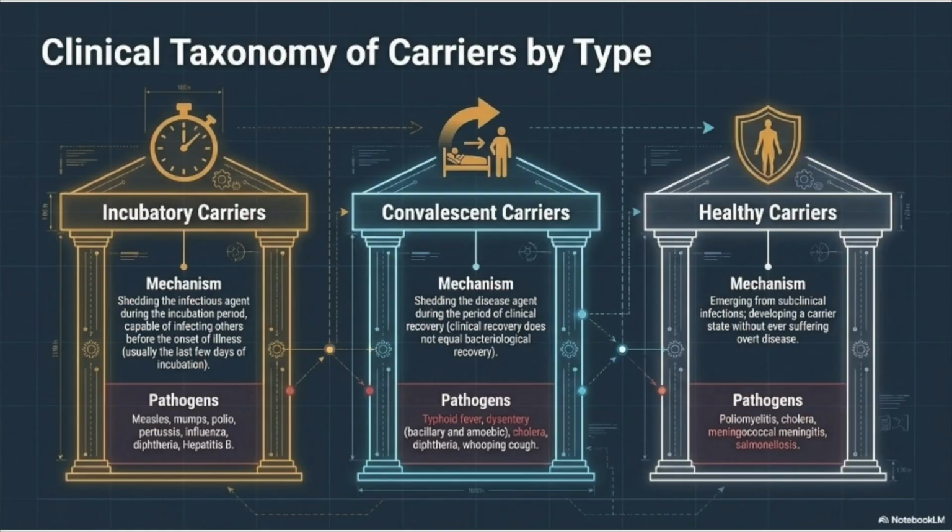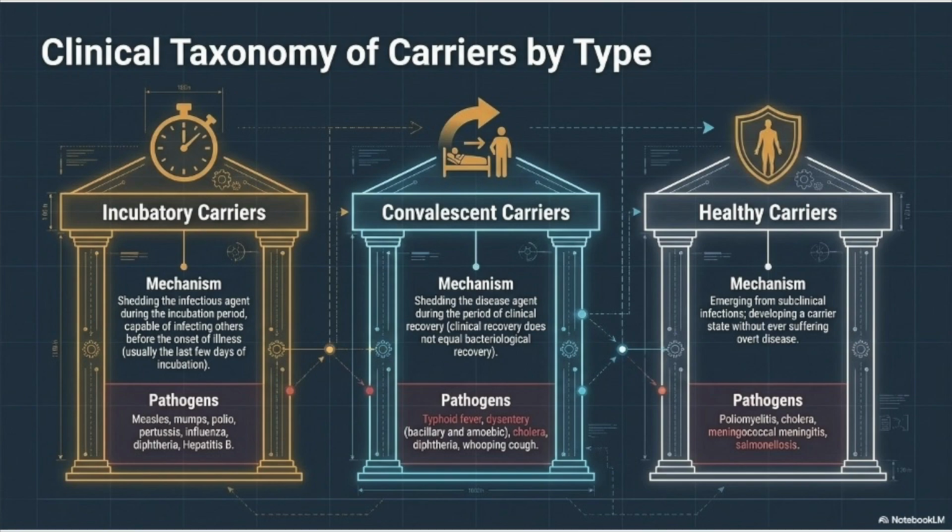Carriers are classified into incubatory carriers, convalescent carriers, healthy carriers, and chronic carriers. Incubatory carriers shed the infectious agent during the incubation period before symptoms develop. Diseases such as measles, influenza, pertussis, poliomyelitis, diphtheria, and hepatitis B may spread in this manner. Convalescent carriers continue to shed organisms during recovery even after clinical symptoms disappear. Examples include typhoid fever, cholera, dysentery, diphtheria, and whooping cough.